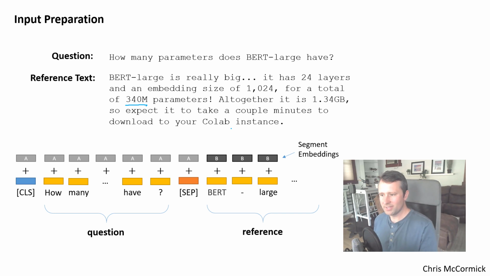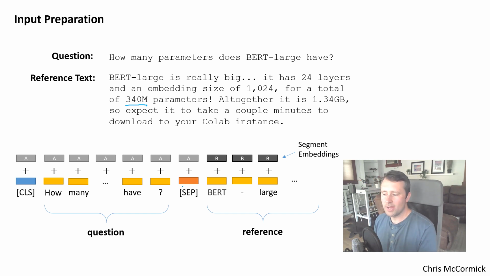So what we'll do is we'll take all the tokens from the question and all the tokens from the reference text, and we'll pack them together in the input. So we always start with the CLS token, even though it's not used for this task. And then we put in the tokens for the question, and then the SEP token, the special token there to separate the sentences. And then we pack in all of the tokens from the reference text.